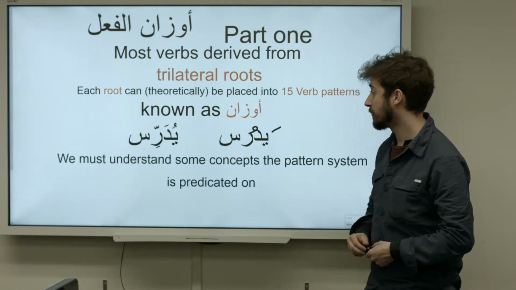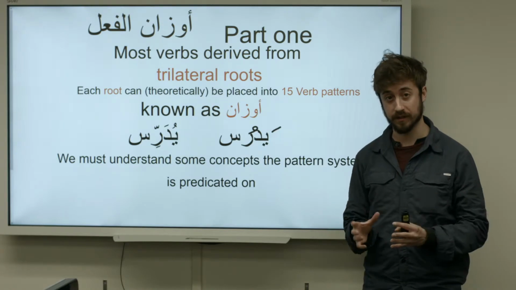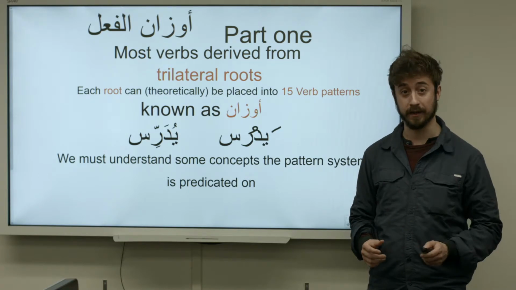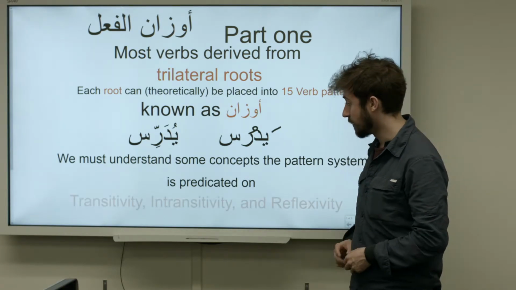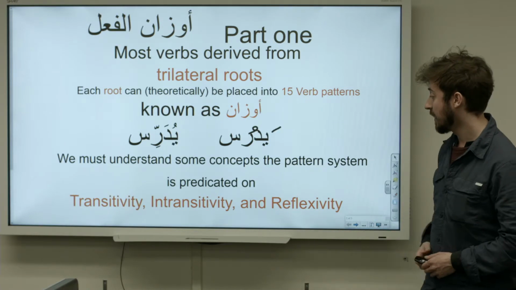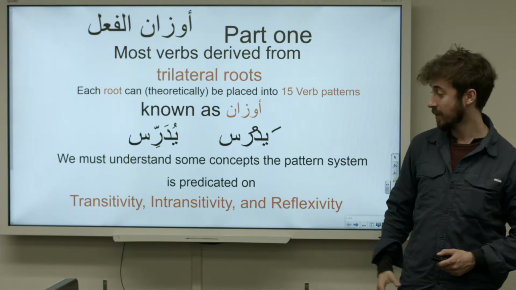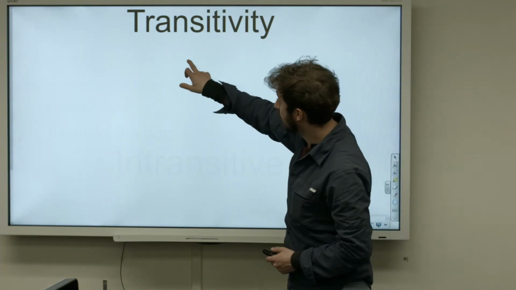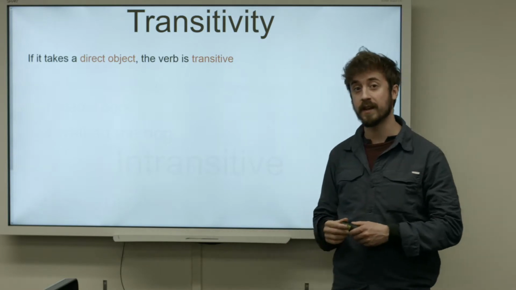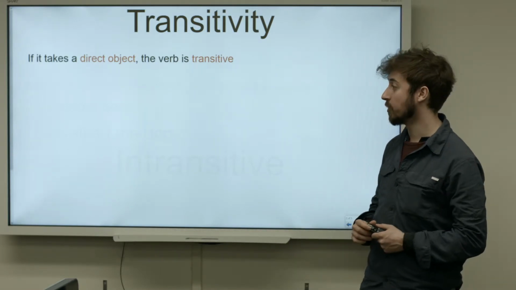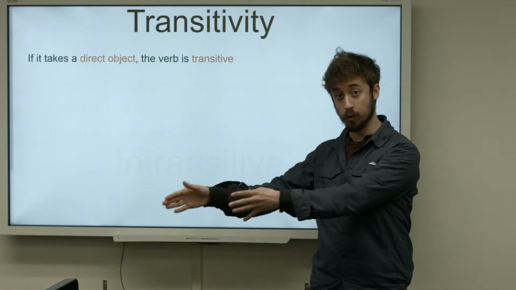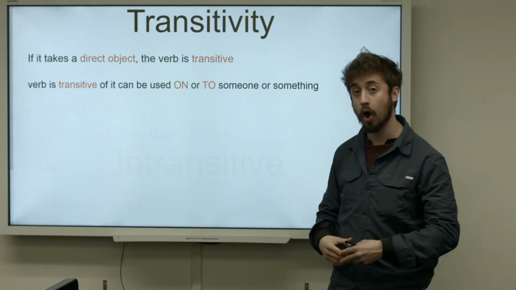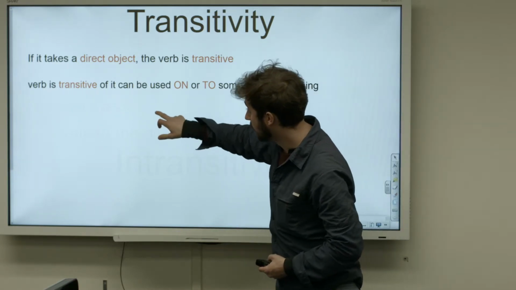But before we start putting all this knowledge into a system and looking at it systematically, we have to think about what the root system is predicated on. It's mostly predicated on three main things: transitivity, intransitivity, and reflexivity. So what are these things? Transitivity is what you have if a verb takes a direct object. So it's a verb that you can do something to. You can do it to someone or to something, or it can be done on someone or on something.